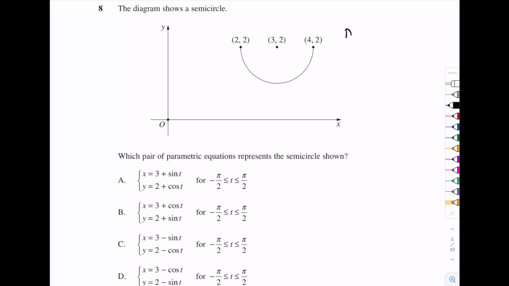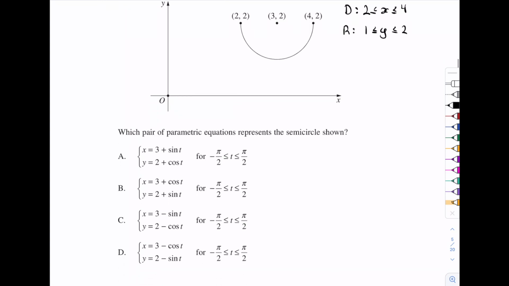And so my domain here is going to be that x runs between 2 and 4. But then, because it's a semicircle, I know that I go down 1 unit as well. And so my range is going to be that y runs between 1 and 2. Now this is going to be something that's quite helpful. Okay, now, why is that going to be helpful? Because that's going to help us determine which of these is correct.